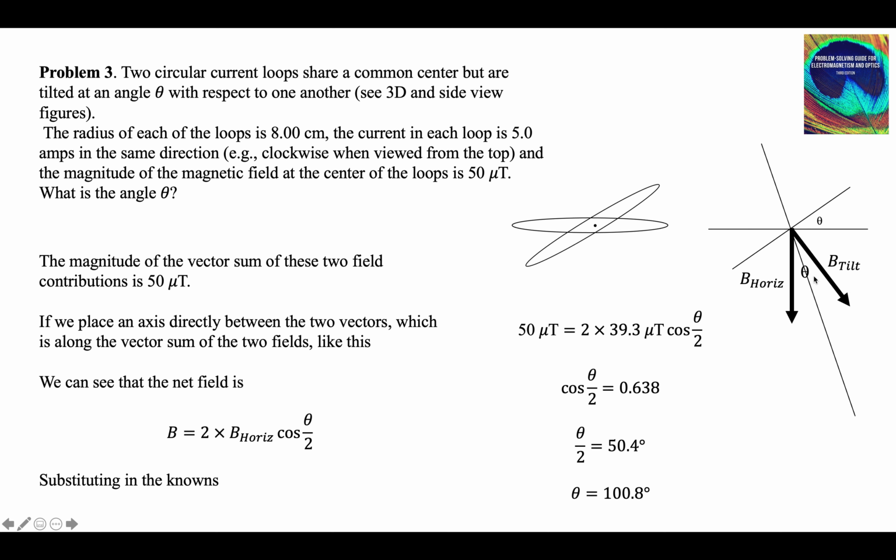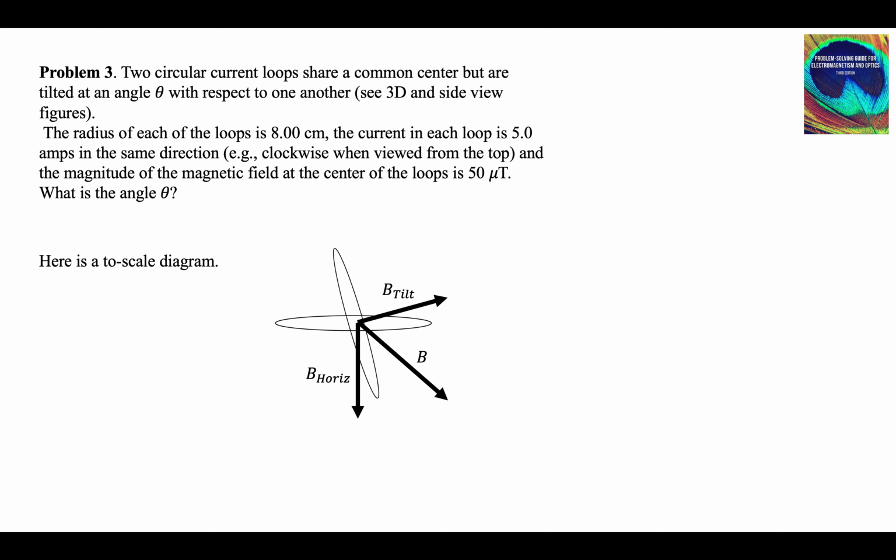It's bigger than 90. So this loop is tilted over here, past 90 degrees. That's the answer, but let's redraw this figure to scale. Looks like that. So here's 39.2. The component of the 39.2 along this line is 25 microtesla. Each one of these is contributing 25 microtesla along this line, and the total is 50 microtesla. That's the answer. That's problem 3.